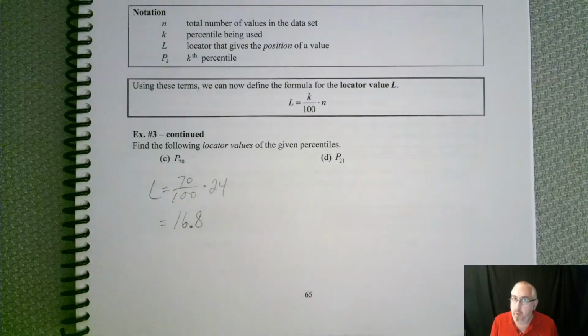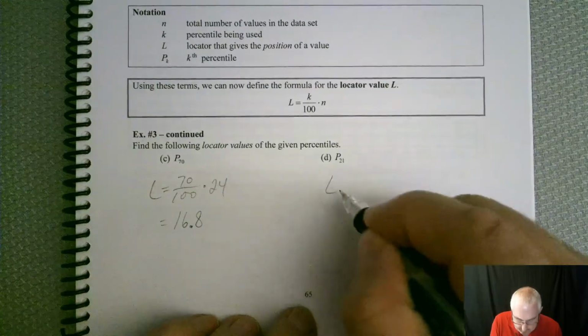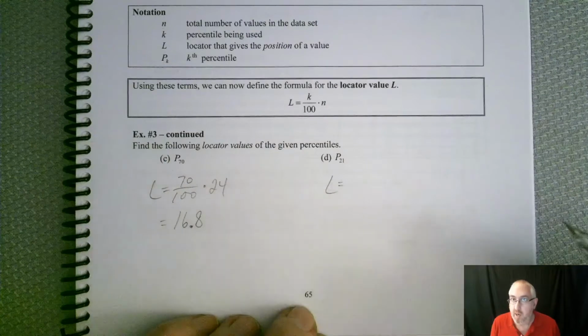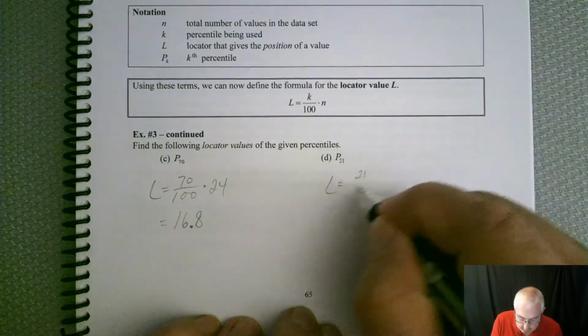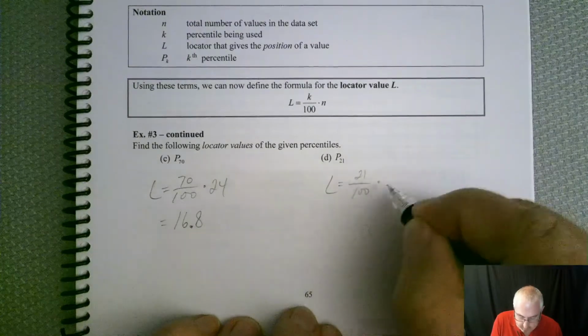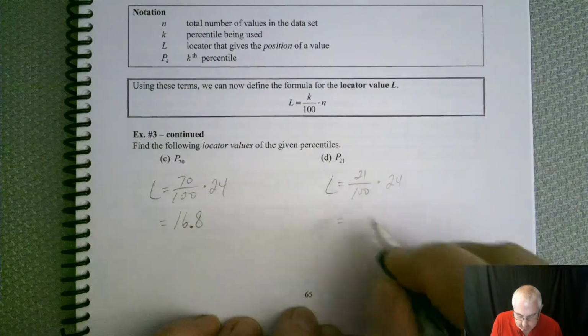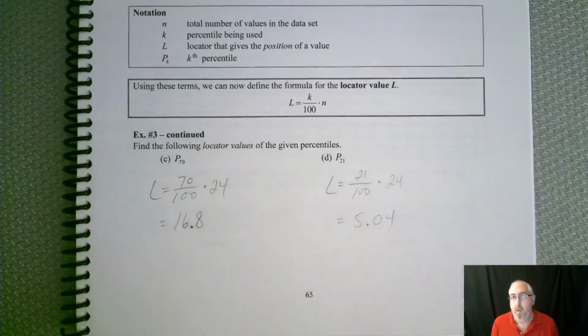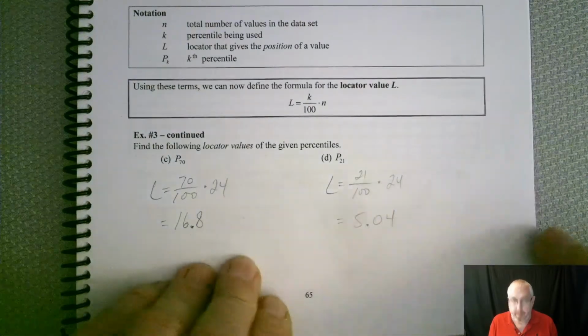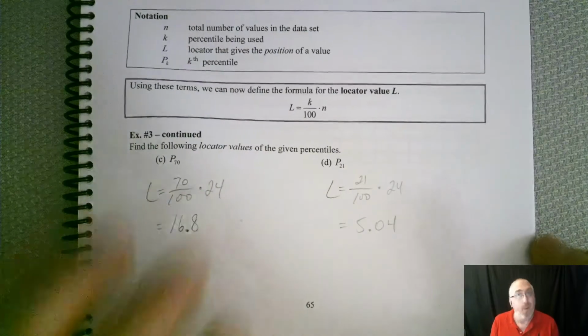Now we're going to see what to do with that in a minute, but let's just do the other one real quick. So if we wanted P21, what's our locator value for that? Well, K is now 21 over 100 times 24, and that's 5.04. Not anything drastic to do on your calculator, but just be careful though. But now what the heck do we do with it? Well, that's what the next page is going to tell us.